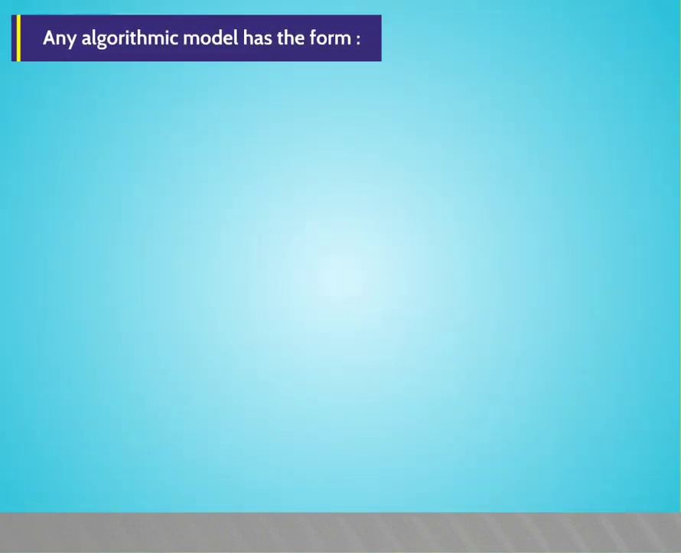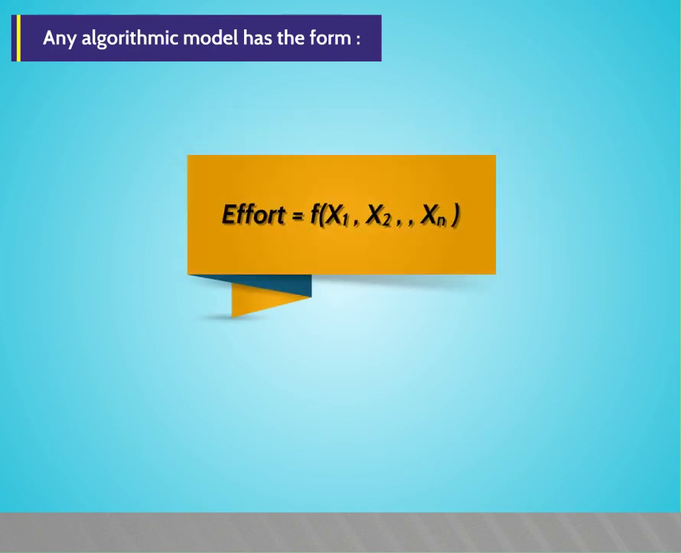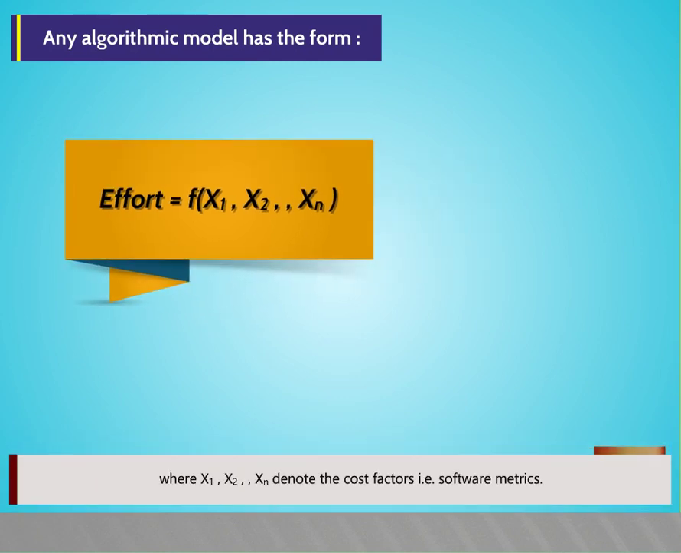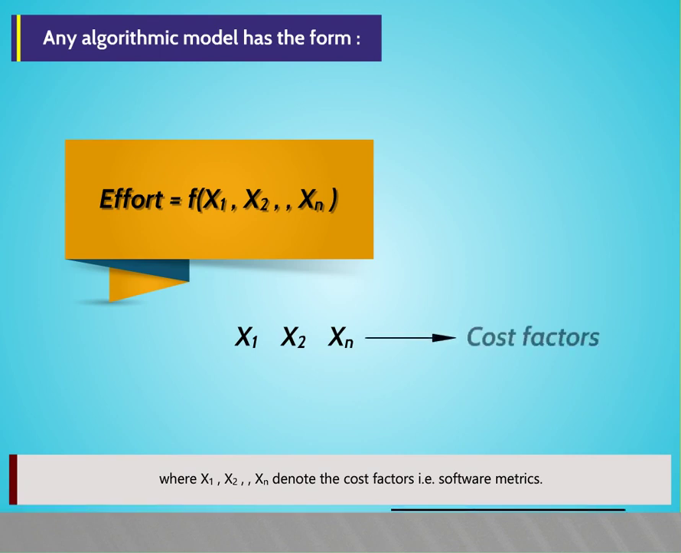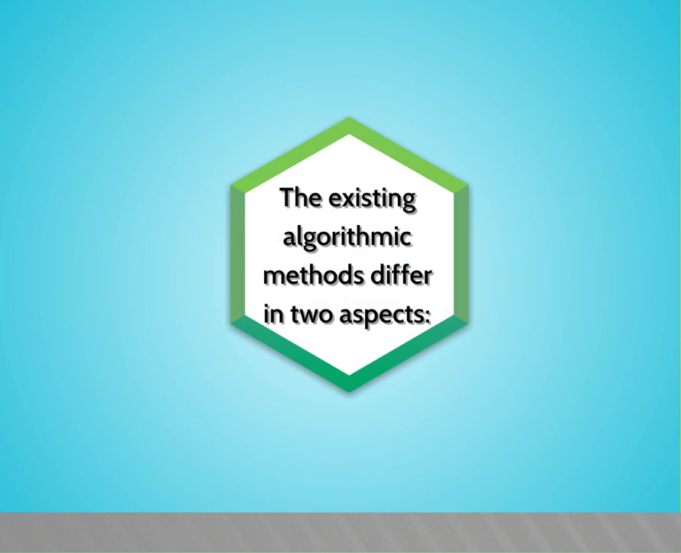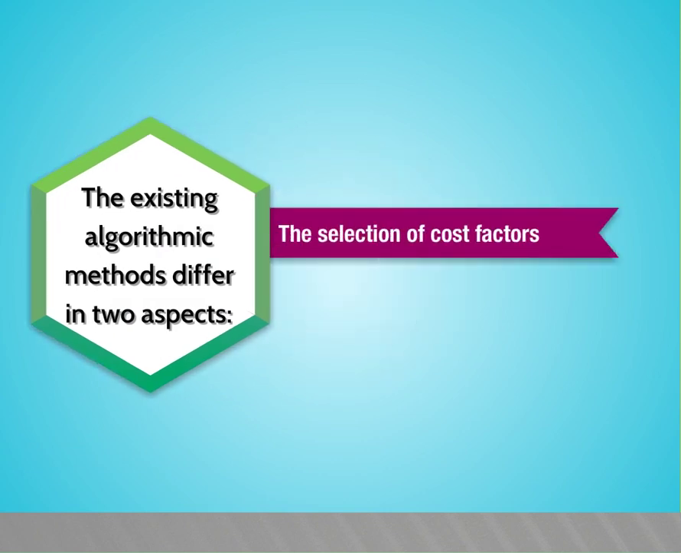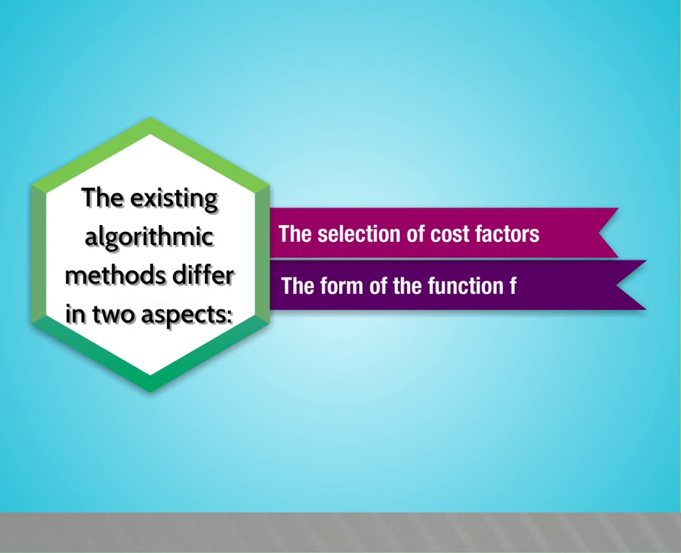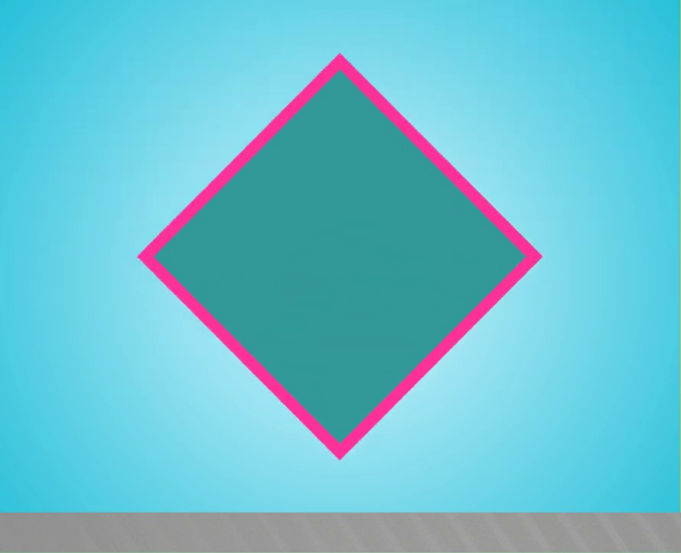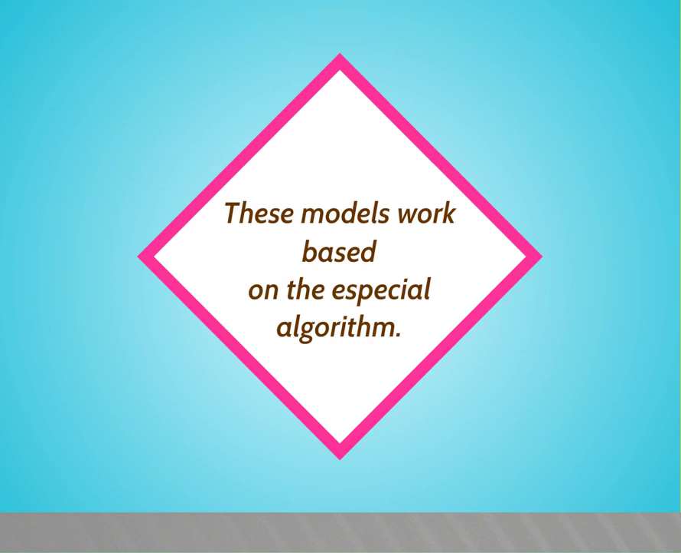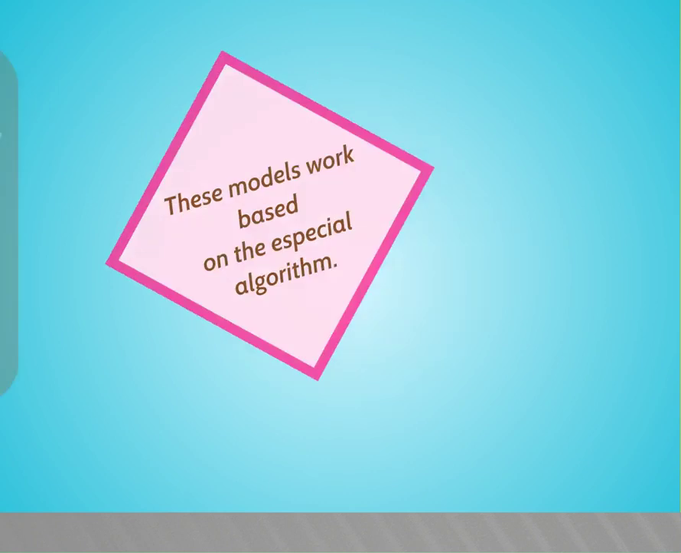Any algorithmic model has a form. Effort is equal to f of x1, x2, and so on up to xn, where x1, x2, and so on up to xn denote the cost factors, that is, software metrics. The existing algorithmic methods differ in two aspects: the selection of cost factors and the form of the function f.